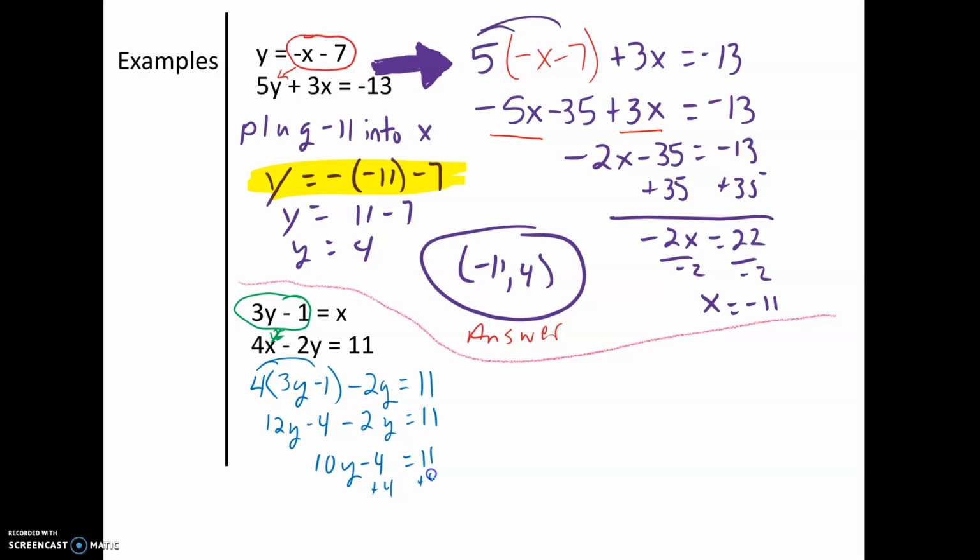Add 4 to both sides. And 10y equals 15. All right, I'm going to divide by 10. And that is going to give me 1.5.